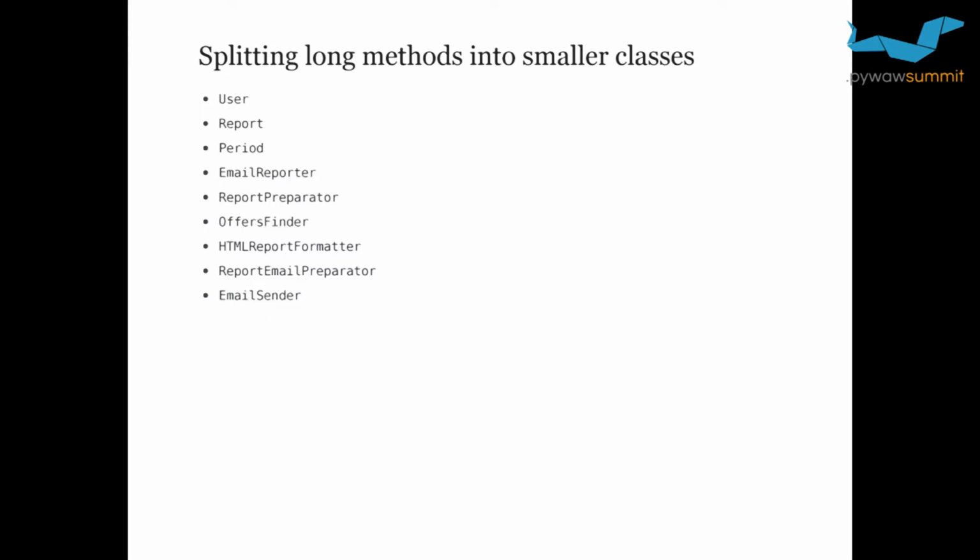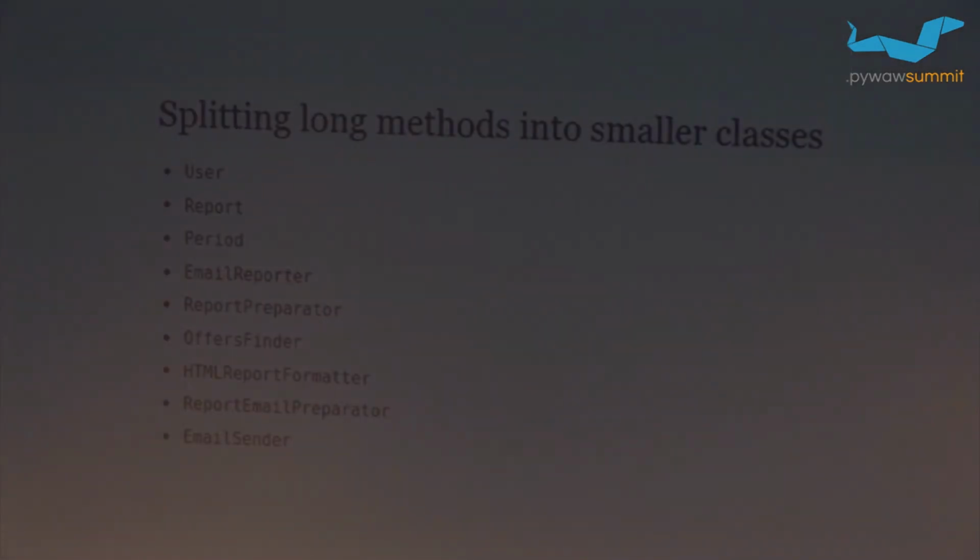So we have split one long method into smaller classes. We have 3 data structures: user, report, and period, and 6 classes just for doing something. So we have more code, but the code is now structured. The objects have names, and they are reusable. So if you'd like to find the offers not only for reports, but maybe just display them on a web page, we can use the same offers finder. And if we change the way we find offers, we just change one place instead of changing the controller and sending reports and so on.